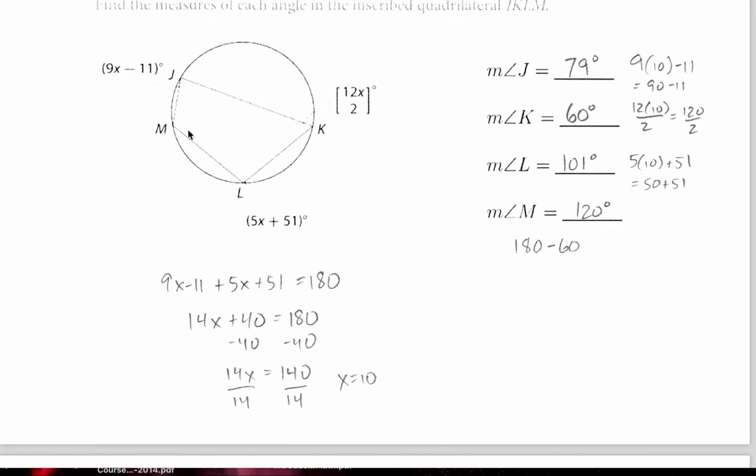And then we may still be stuck. How are we going to solve for angle M? Well, we just go back to that property. Opposite angles are supplementary, so if we know angle K is 60 degrees, its supplement is just 120. So the measurement of angle M is 120.